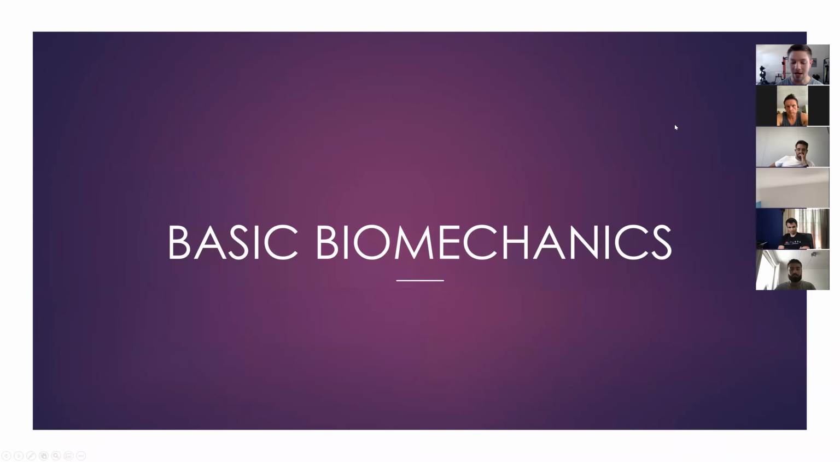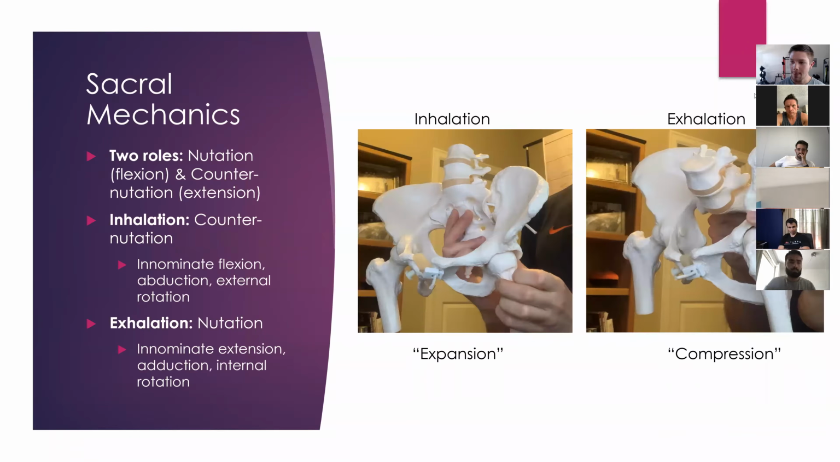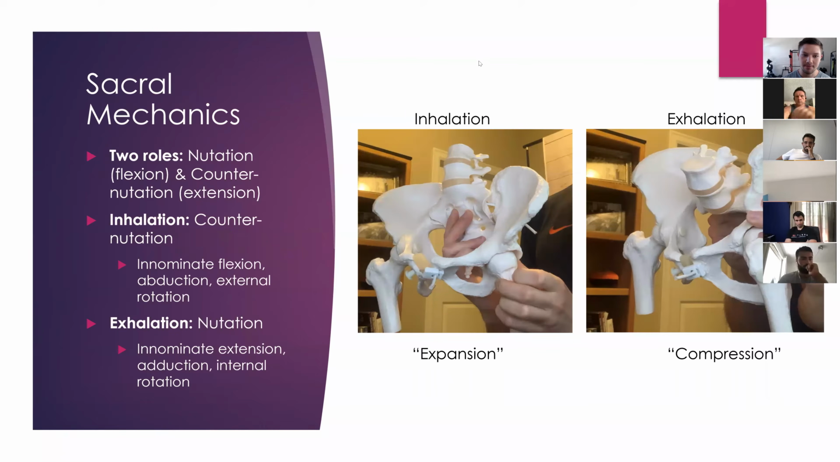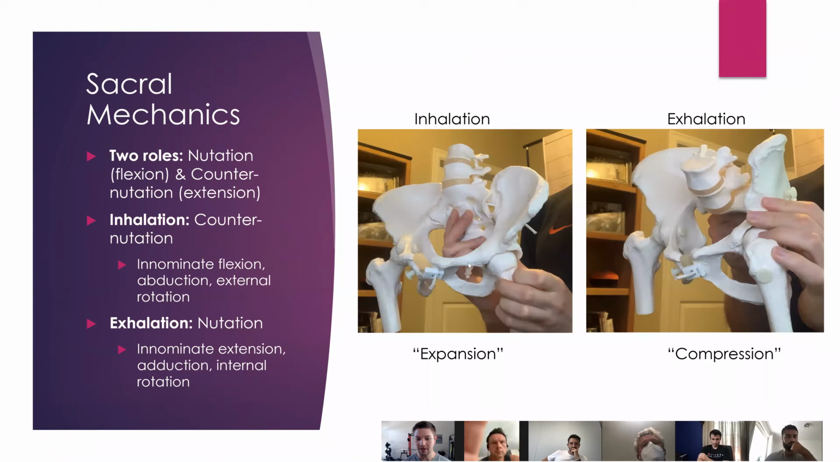Let's go over some basic biomechanics really quick. So I'm going to be referring to the sacrum, the innominate bones, and I will also be sprinkling in some respiration as well. If we take a look at this pelvis model right here, there's two main roles that the sacrum can ultimately have. One is nutation, which is flexion of the sacrum bone coming forward. And then the other one is counter nutation, which leads to extension of the sacrum.